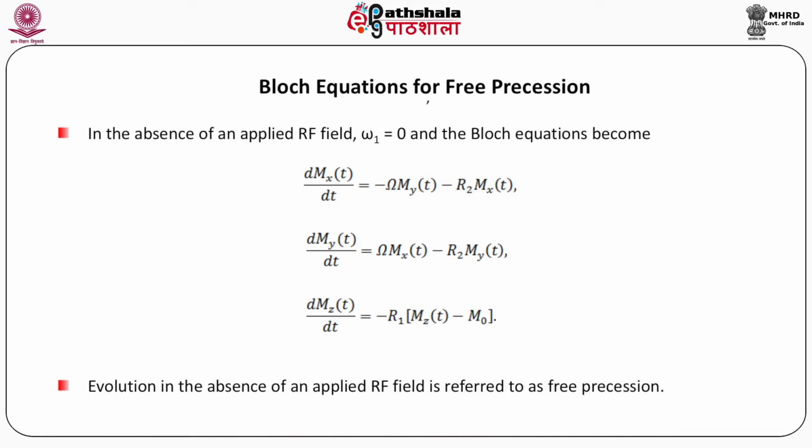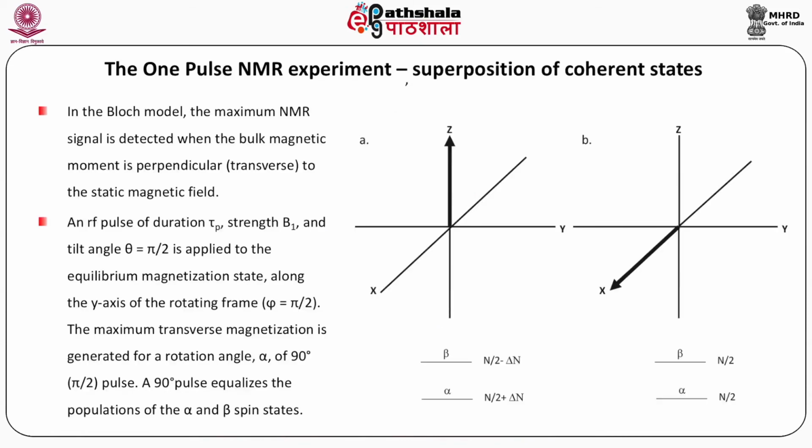In the absence of an applied RF field, omega1 is equal to 0, and the Bloch equations become dMx(t)/dt is equal to minus omega My(t) minus R2 Mx(t); dMy(t)/dt is equal to omega Mx(t) minus R2 My(t); and dMz(t)/dt is equal to minus R1 [Mz(t) minus M0]. Evolution in the absence of an applied RF field is referred to as free precession.